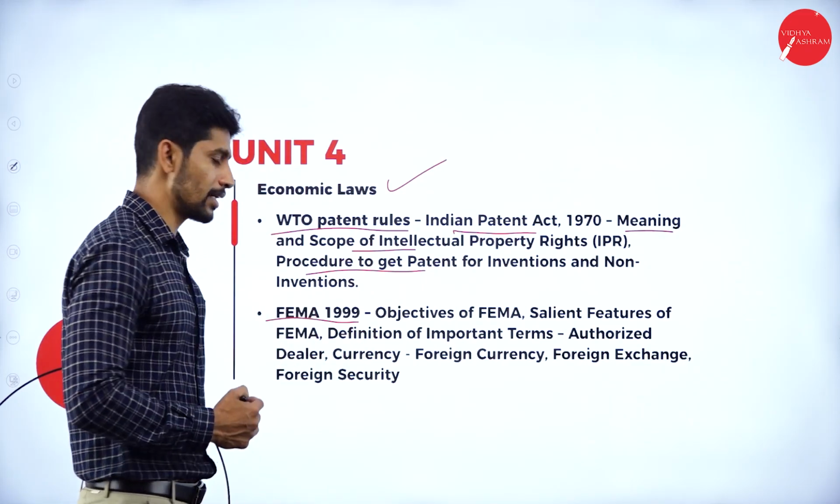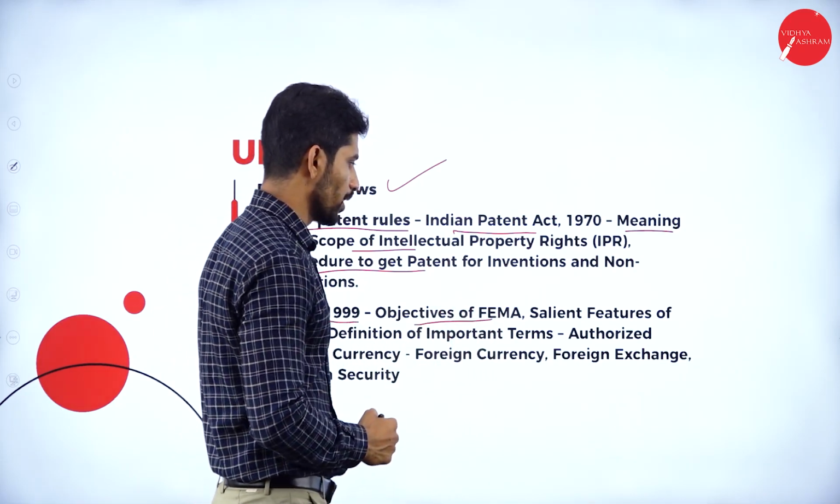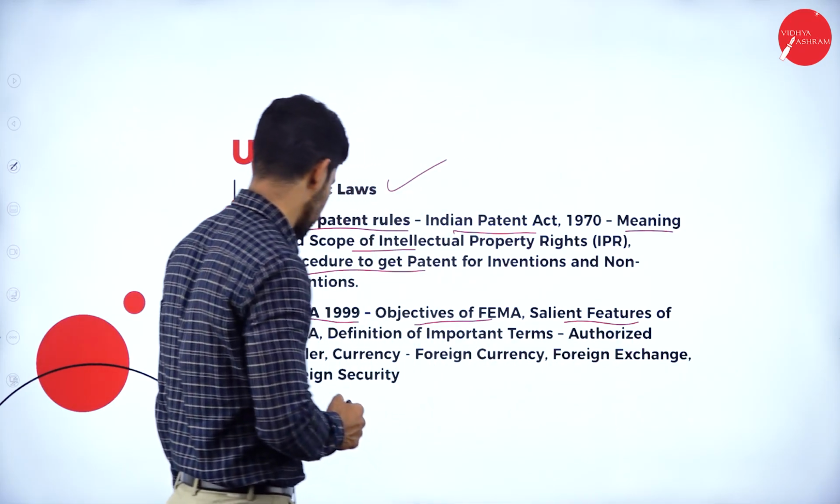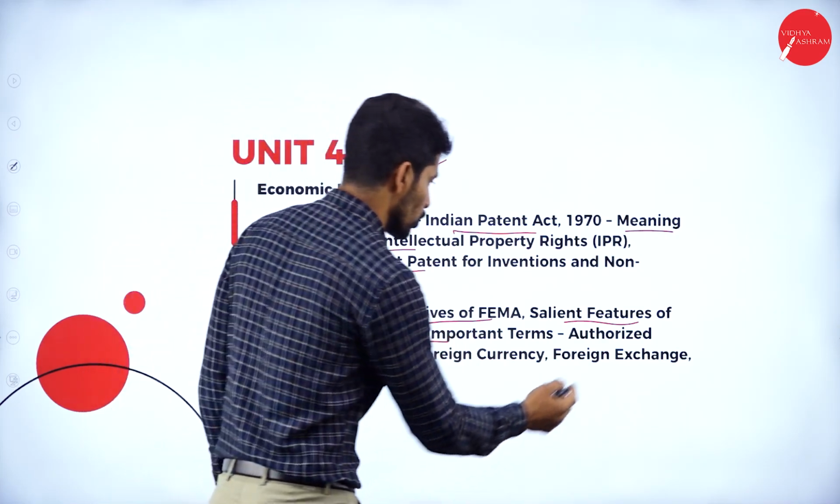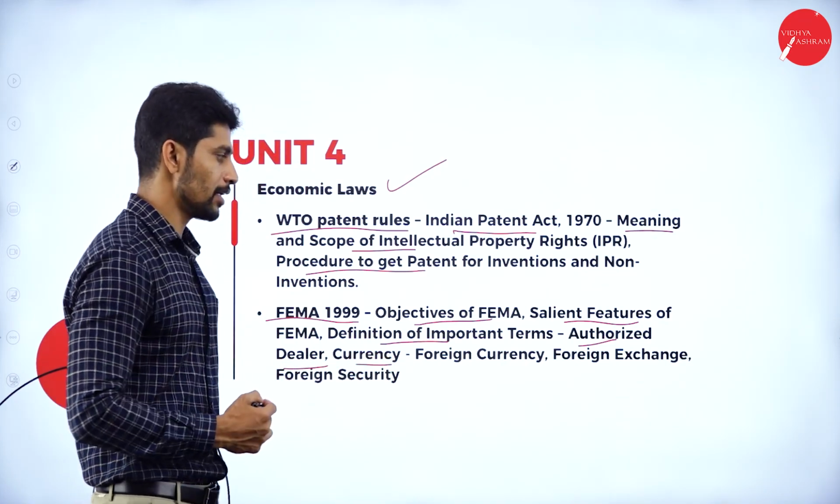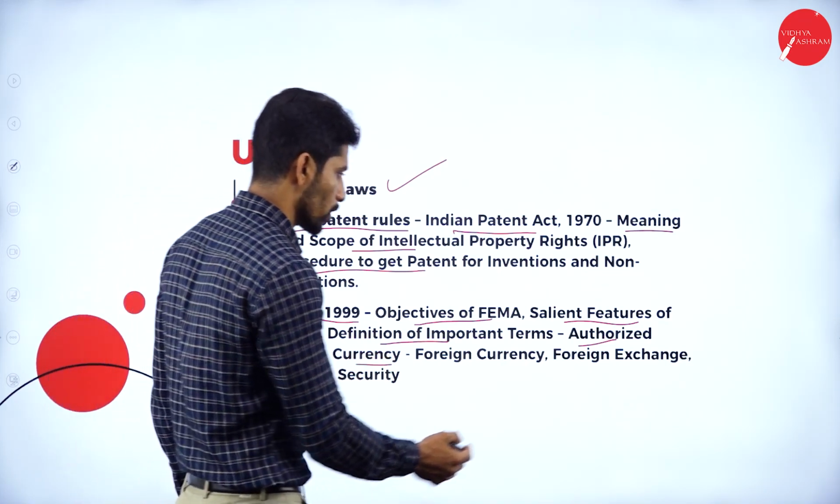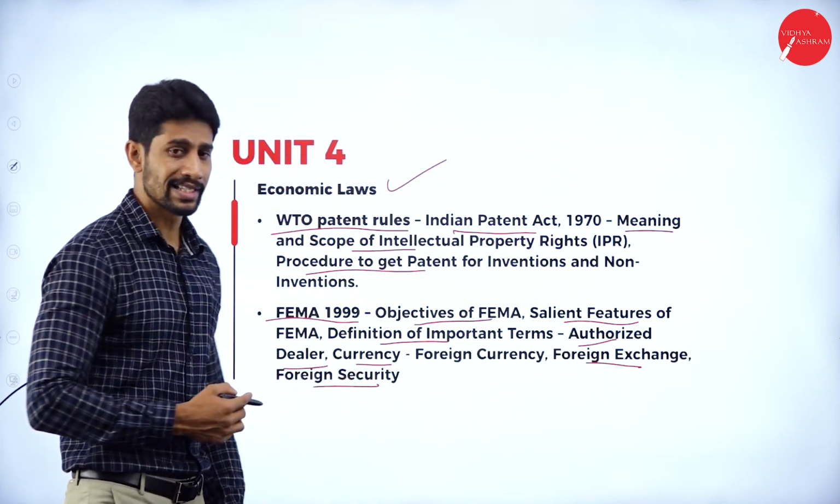Next, under FEMA 1999, we are going to study the objectives of FEMA, salient features of FEMA, definitions of important terms, and what is an authorized dealer and currency, what is foreign currency, what is foreign exchange, and you also study what is foreign security.